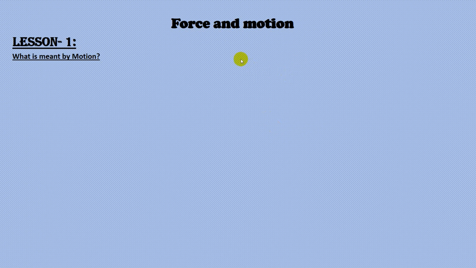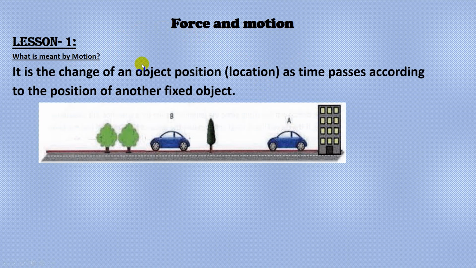Hi, middle three. We were going to talk about the first lesson here, which is force and motion. But at the beginning of the lesson, we want to know what's meant by motion. In this slide, we can see a car A. The car A is moving from its position or its place A until it moves to the position B. So the motion is the change in the object position or location.